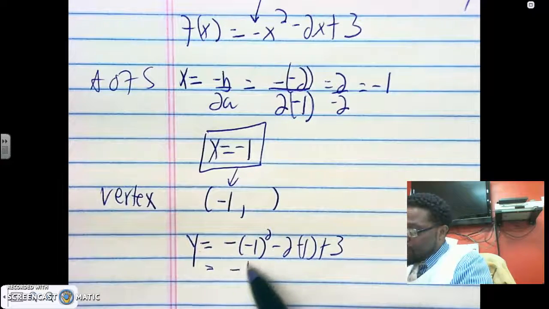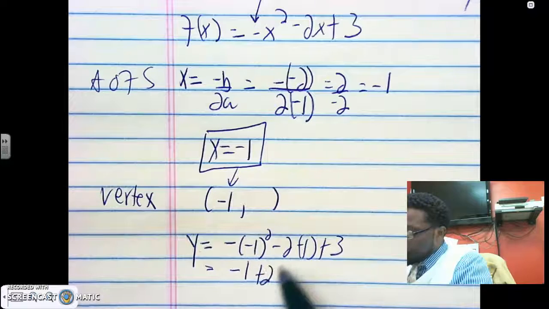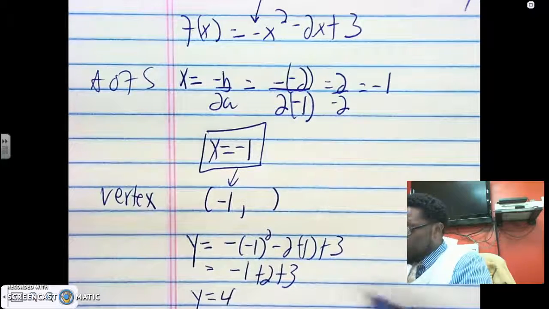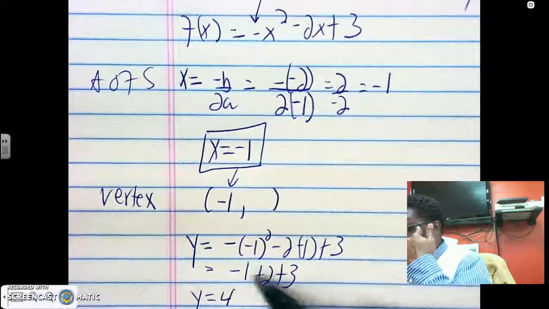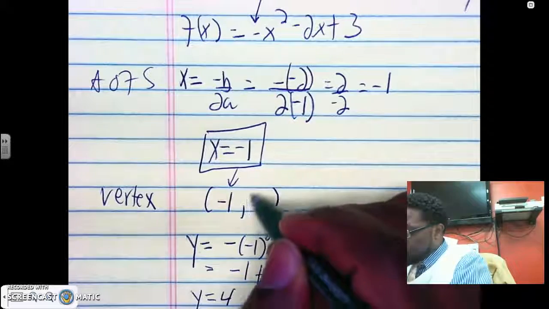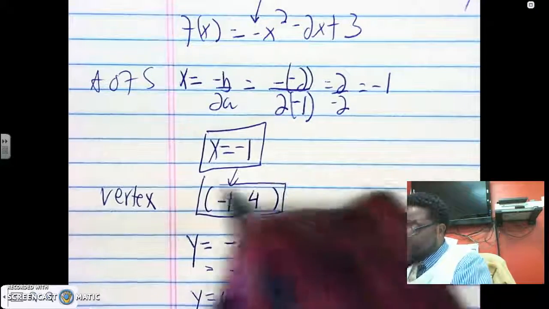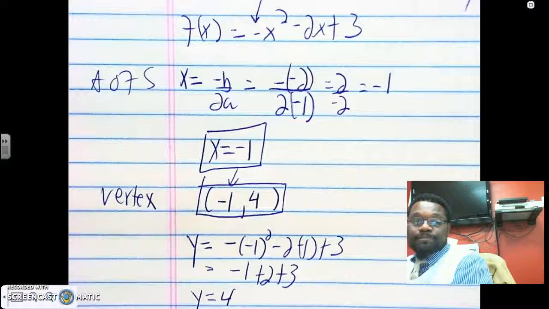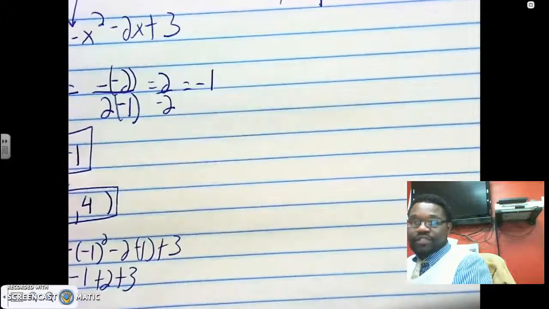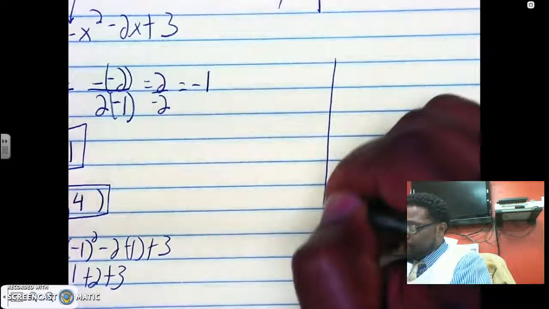So this is negative 1 plus 2 plus 3. So that's negative 1 plus 5, which is 4. Okay, negative 1 plus 5 is 4. So my vertex is negative 1 comma 4. Alright? So let's sketch a little quick graph of that real quick.